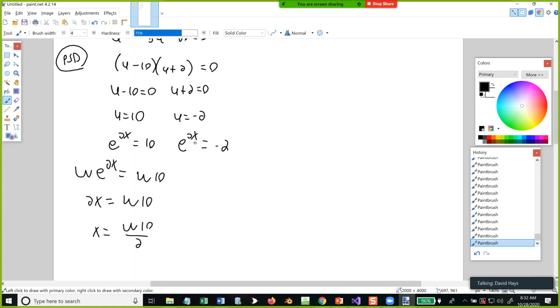Do the same thing with the equation on the right side. Take natural log of both sides. But when I do that, I notice on the right side I'm going to have a natural log of a negative number. We can't have log of a negative number. We saw that from our domain. So x equals natural log of 10 over 2 is our only answer. Any questions on exponential equations?